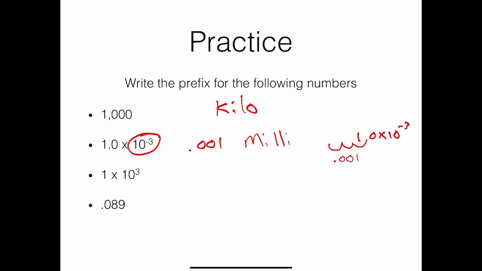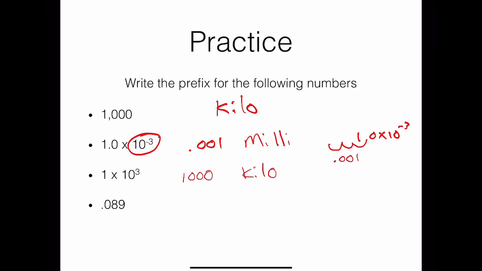For number 3, we have the same situation we saw in the last problem. Our base number is 1, so we can ignore it. We're just looking at 10 to the third. 10 to the third power is 1 followed by 3 zeros, and that matches what we saw in the first one. So this is again kilo.